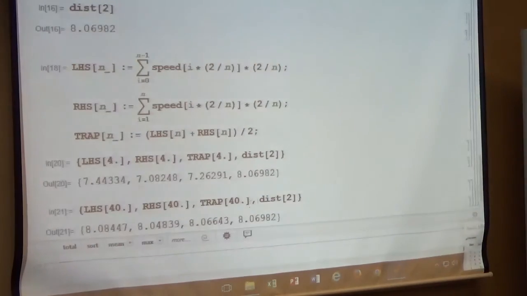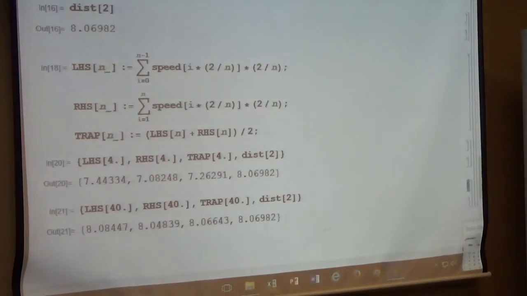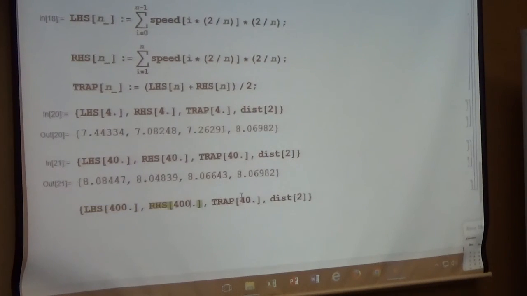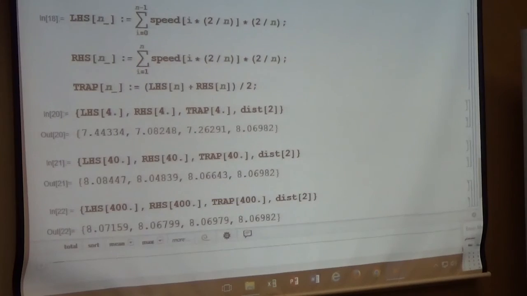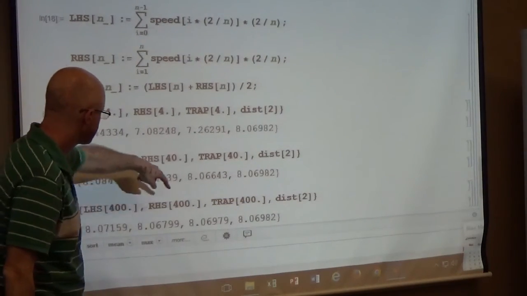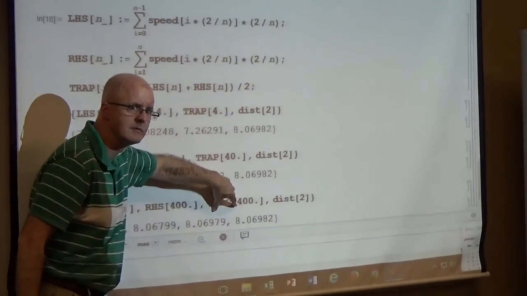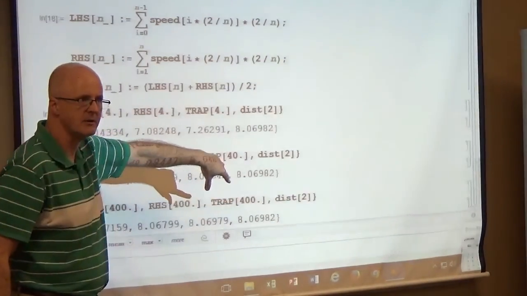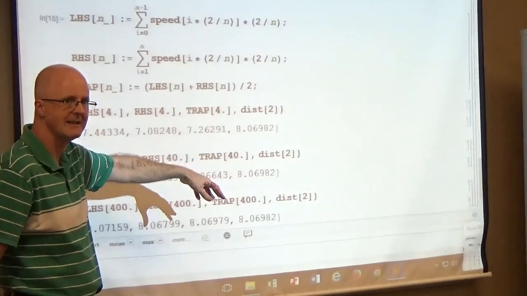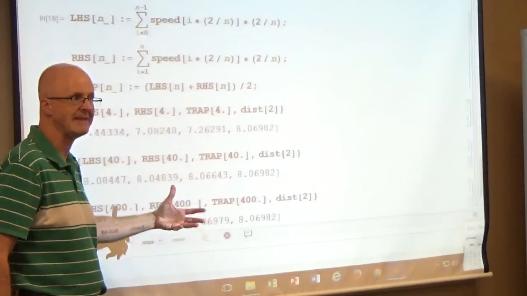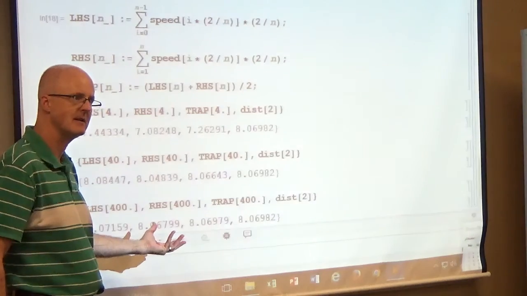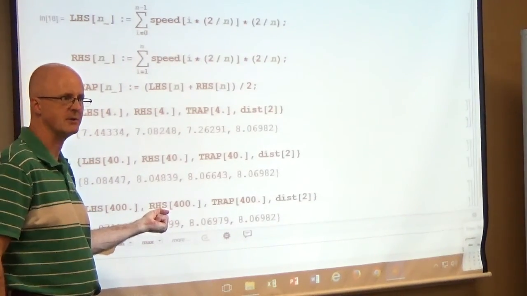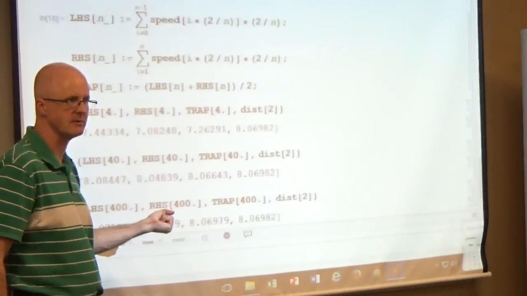Let's try increasing by a factor of 10 again, see how close we get. Yeah, the trapezoid one is real close now compared to these two. Okay. One of our big goals on Wednesday will be to understand the relationships between the errors of these things. In other words, how close are they to the actual answer? We'll also introduce the midpoint rule and Simpson's rule.